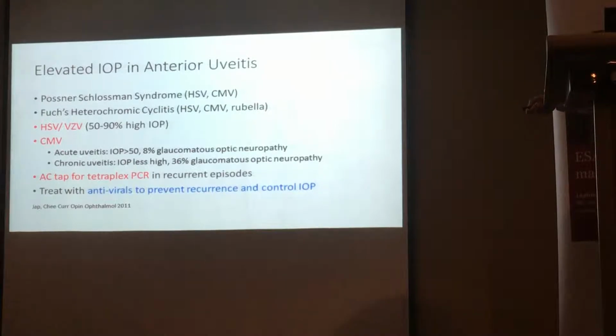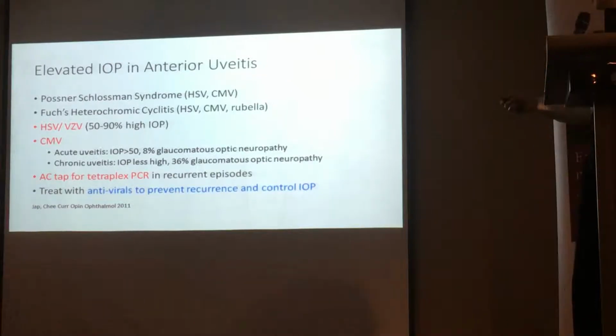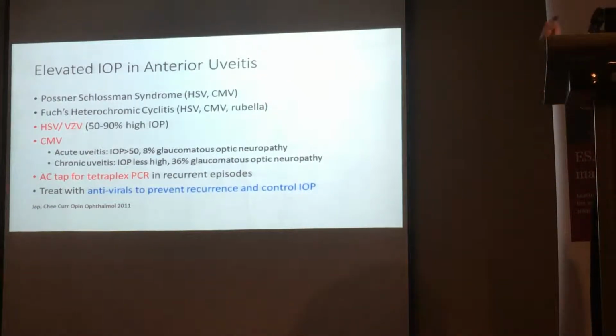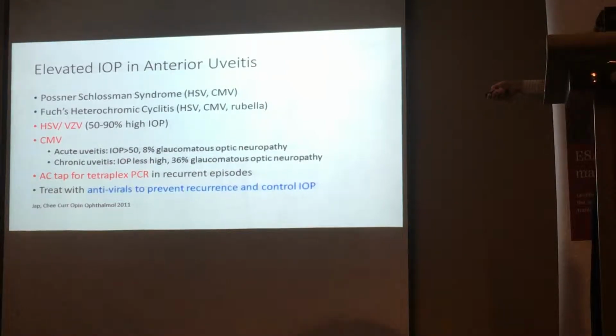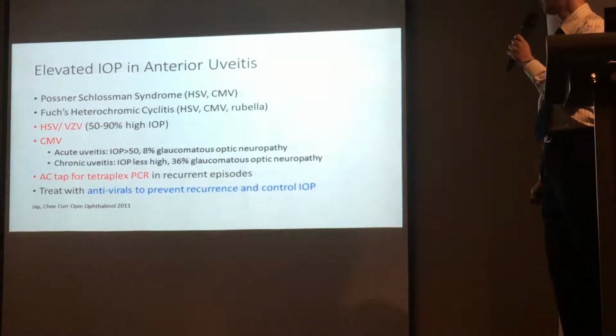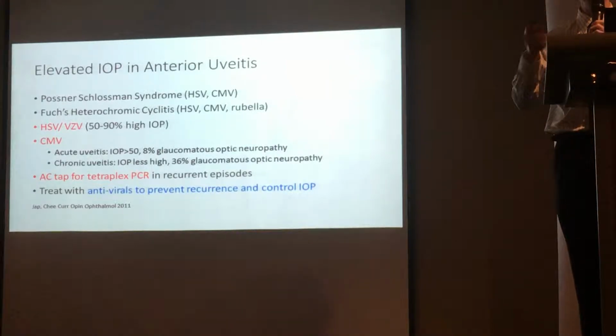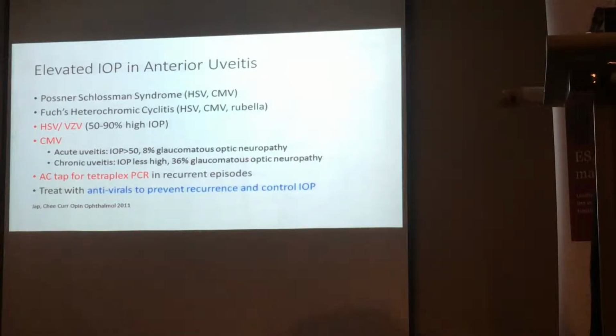So CMV, acute uveitis, many of them have IOP more than 50 and 8% develop glaucomatous optic neuropathy. This is the typical, when we say glaucomatous optic neuropathy, we're referring to disc appearance which is typical of glaucoma damage. Among the chronic uveitis, that means it's not acute episode. Chronic uveitis, the IOP may not reach so high, but more than a third of them have glaucomatous optic neuropathy. So if you don't deal with it, each time it happens, or each time you see the eye pressure being high, you can be sure that they're going to end up with nerve damage.